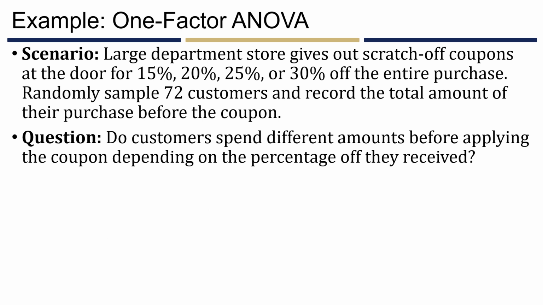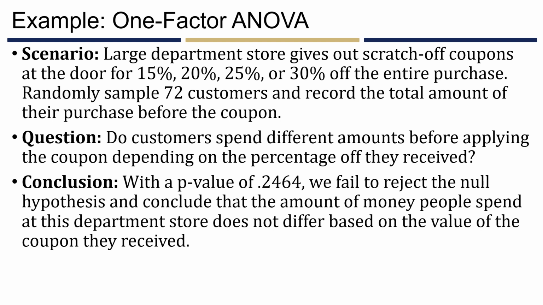What this means in terms of our conclusion is that we're going to end up failing to reject the null hypothesis. And this will allow us to conclude that the amount of money that people spend at this department store does not differ based on the value of the coupon that they received. There is not a significant difference in any of the 4 group means, 15, 20, 25, or 30% off. So that's telling us that people tend to spend the same amount regardless of the amount of the discount that they are going to receive.